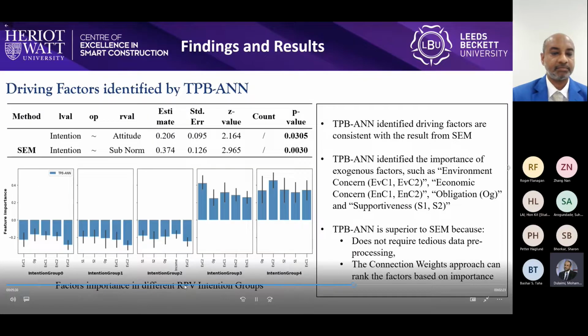In order to validate the significance of identified factors by the proposed model, SEM was implemented to do the cross-validation. After conducting a series of data checking and data cleaning, SEM identified the attitude and subjective norms are two significant components impacting the intention of RPV adoption directly, which is consistent with the findings from the proposed model. What is more, the proposed model further identified the importance of the specific factors in different adoption intention groups. Readers can rank the factors' importance based on the calculated values, while the SEM cannot provide.